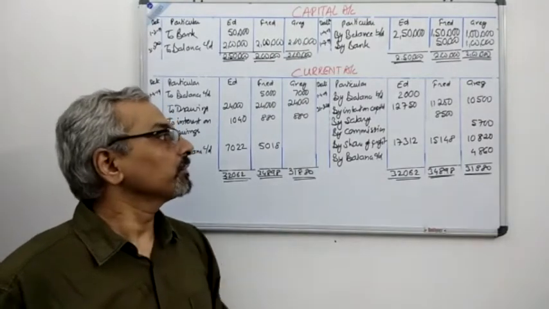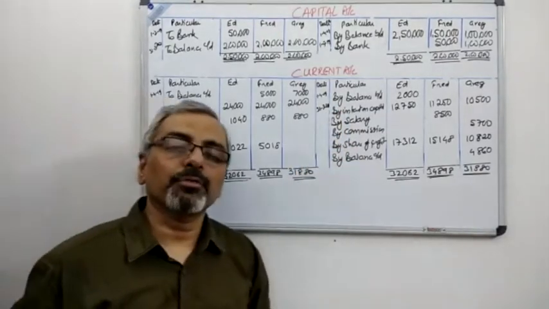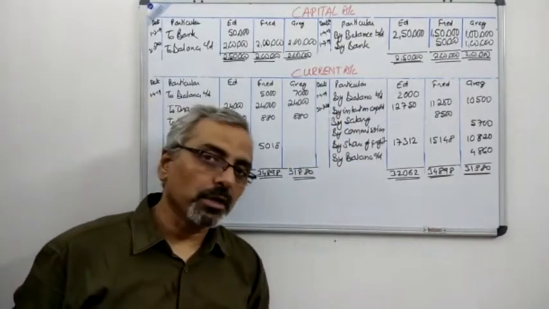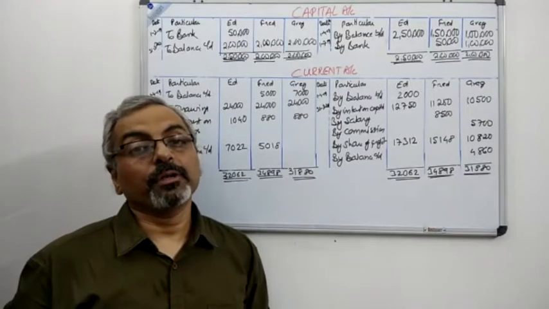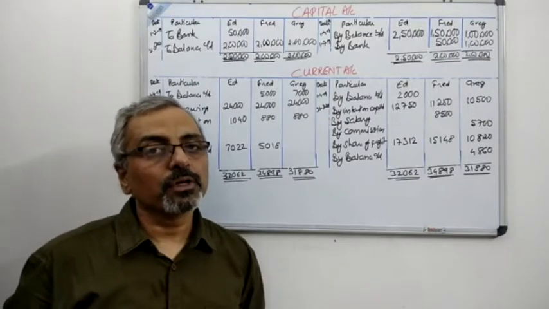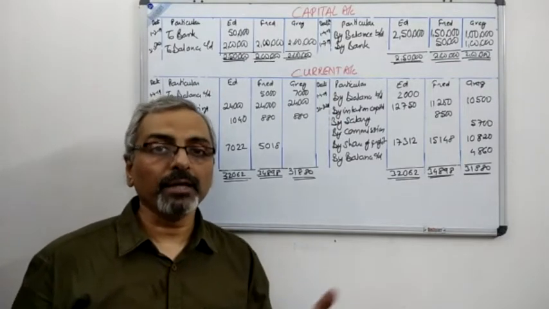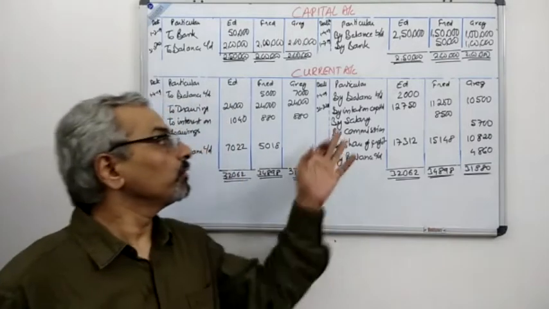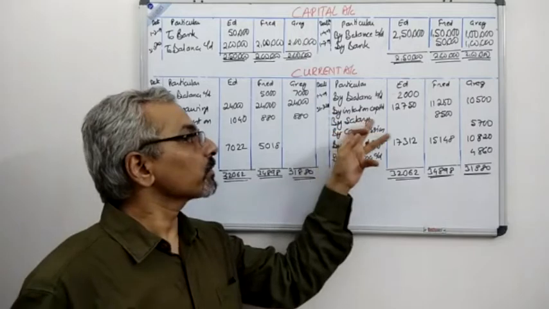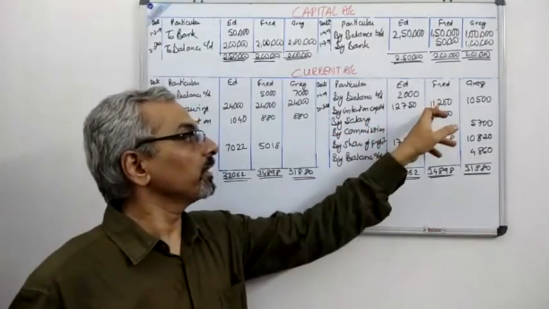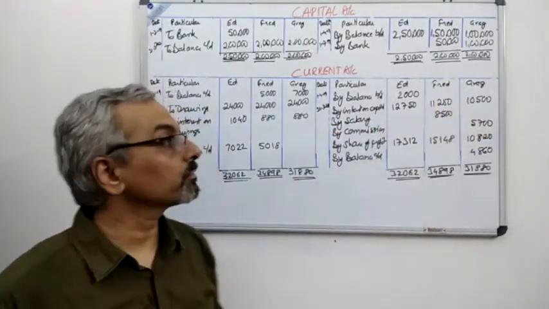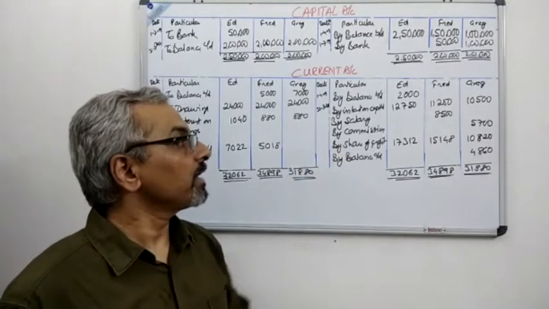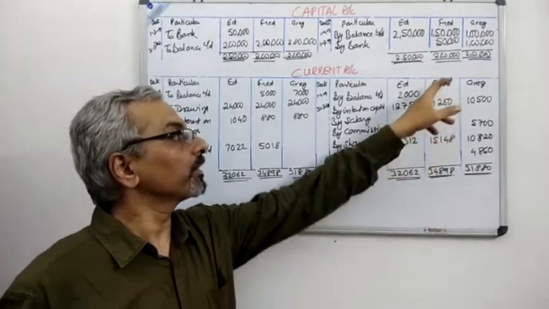Now, all these entries have been taken from the profit and loss appropriation account. If you remember, they were on the debit side and they have been transferred to the credit side of the current account. Why? Because the partners are maintaining a fixed capital system. So over here you can see we have the interest on capital 12,750, 11,250 and 10,500. Then we have a salary of 8,500 given to Fred.